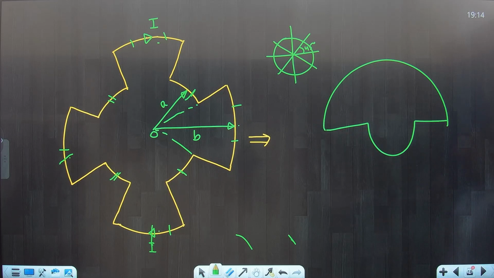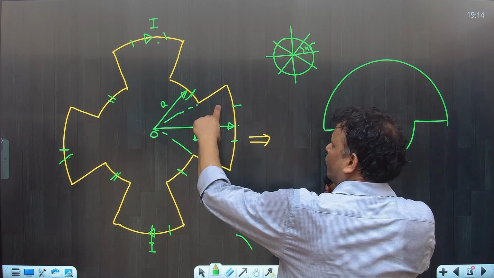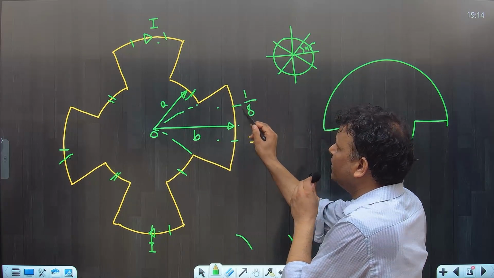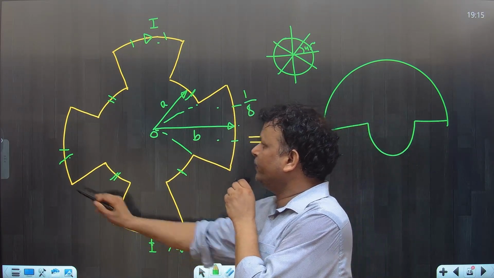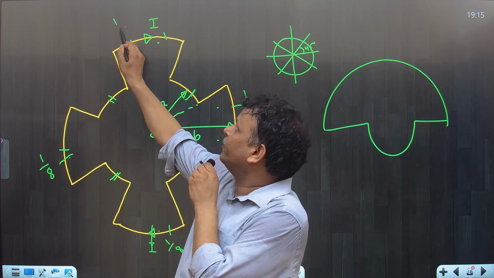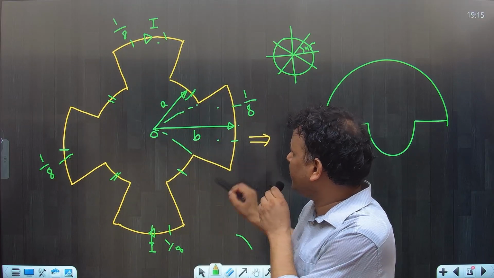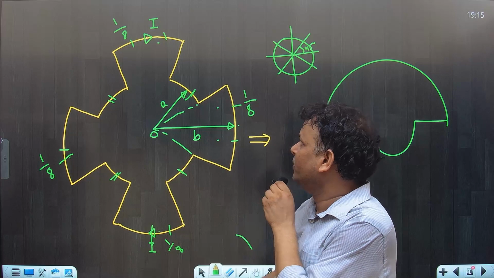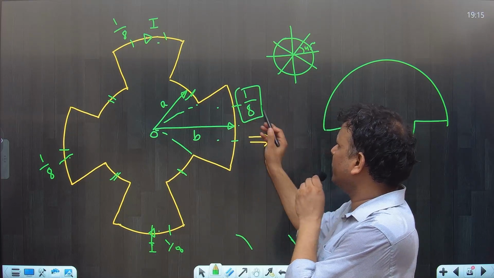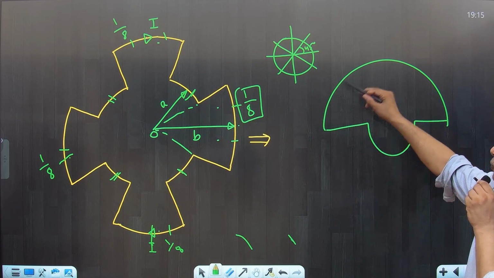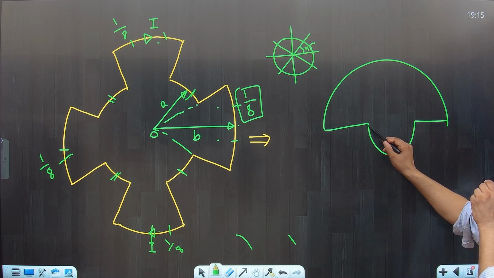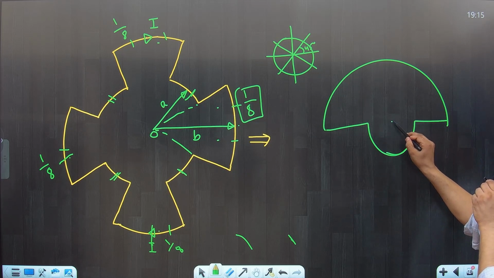Very simple problem. So it is 1/8. This is 1/8 of the circle. As all these arcs have a larger radius, there are 4 arcs. So 1/8 into 4, that is half. Due to this, it is half, and due to this, it is half. So its radius is r.